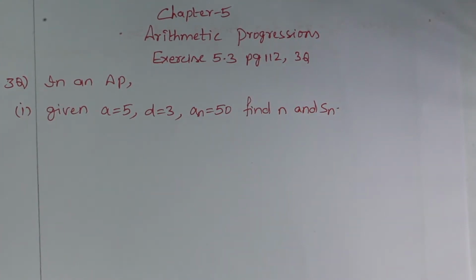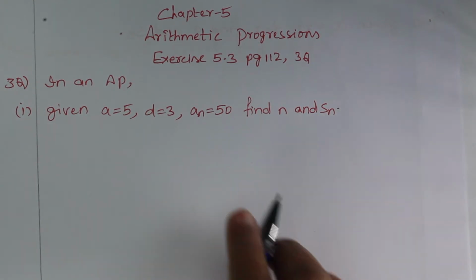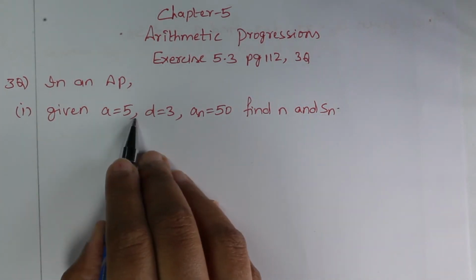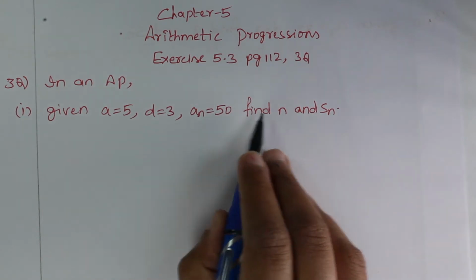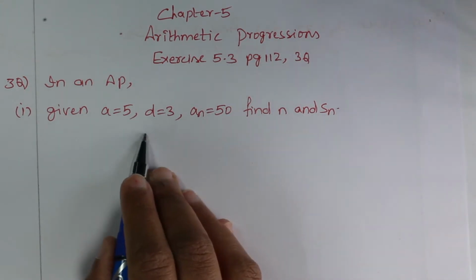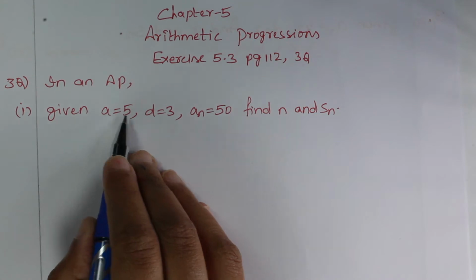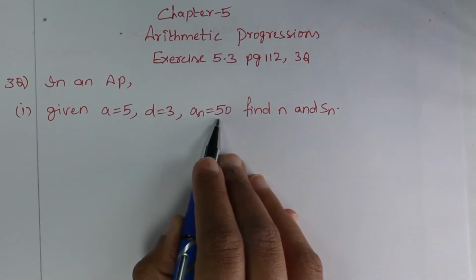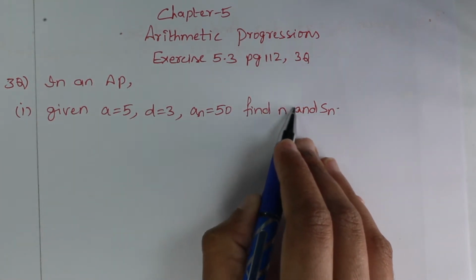In this session I am going to explain the third question from exercise 5.3, page number 112, chapter 5, Arithmetic Progressions. So let's read the question. In an AP given a = 5, d = 3, an = 50, find n and Sn. So he has given that the value of a is 5, d is equal to 3 and an is equal to 50. We have to find out the value of n first.